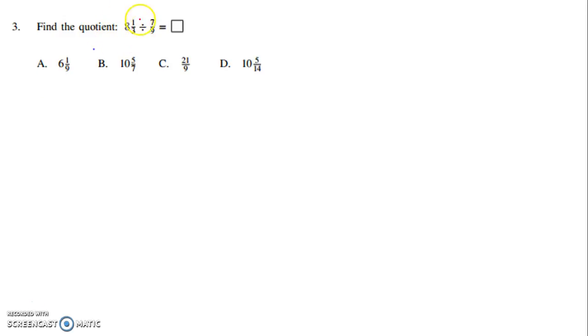So what you need to do is rewrite your mixed number as an improper fraction. So 8 1/3, 3 times 8 is 24, plus 1 is 25, so that gives you 25 thirds. I just want to make sure you understand why 8 1/3 is 25 thirds.